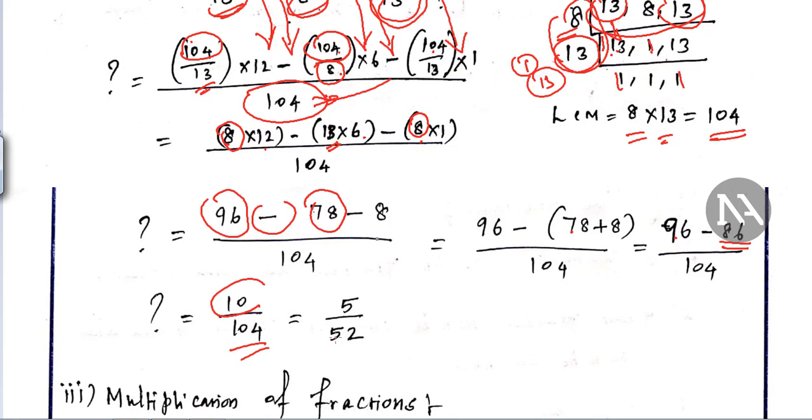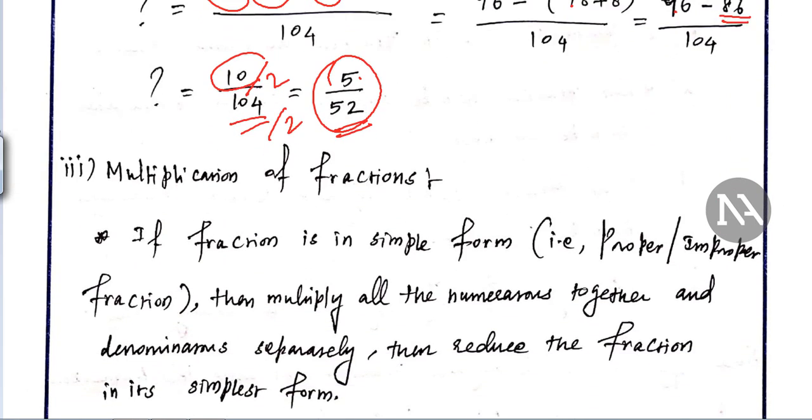We can simplify further. I divide the numerator and denominator by 2. So 10 divided by 2 is 5. 104 divided by 2 is 52. So this is a proper fraction because the numerator is less than the denominator.